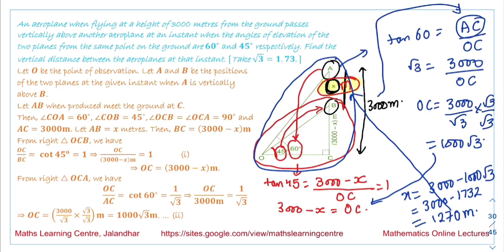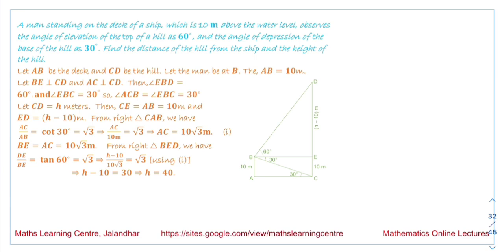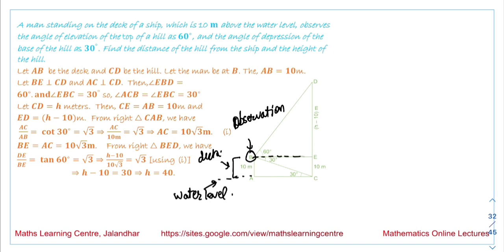Now next we have a man standing on the deck of a ship which is 10 meters above the water level, who observes the angle of elevation of the top of a hill is 60 degrees. So we say this is the water level, then this is the height of the deck of the ship. The man is standing at this point, so this is the point of observation, this point B.